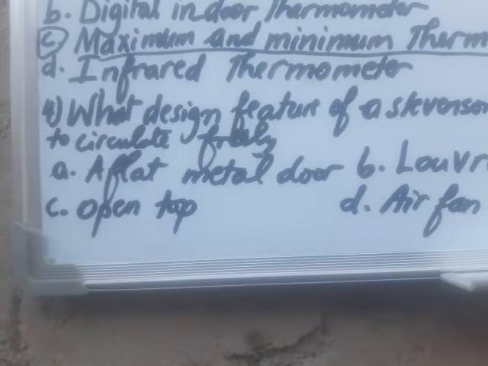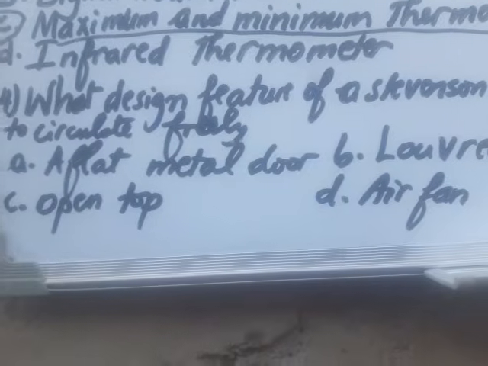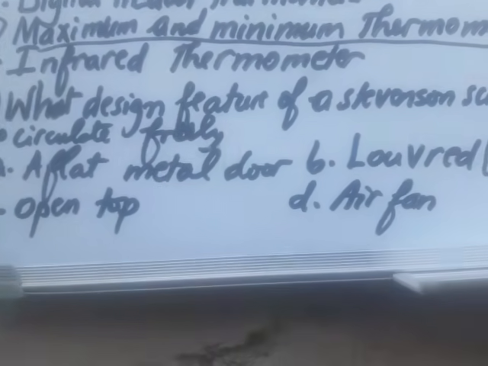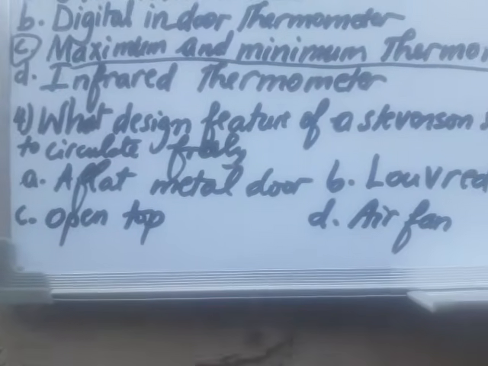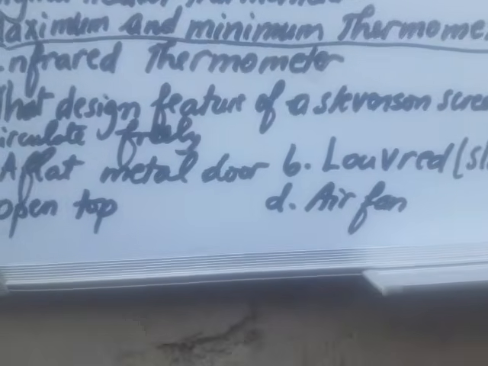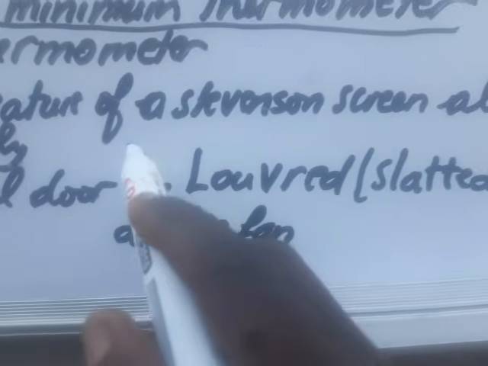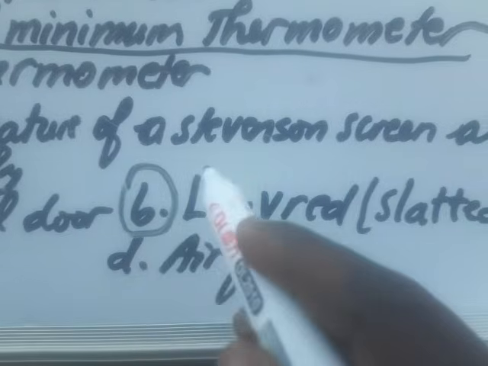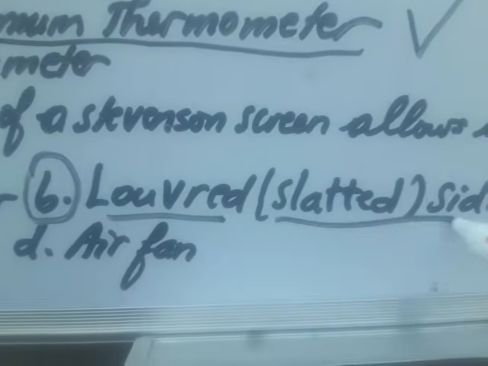A, a flat metal door. B, louvered or serrated side. C, open top. D, air fan. So the correct answer is B, because a Stevenson screen has louvers. The correct answer is B.